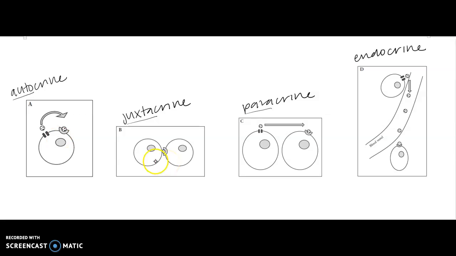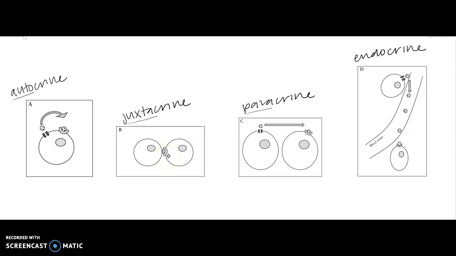Juxtacrine, notice how we have two cells now and they're touching. They're very close and they're touching. Juxta, it has to be touching. The cell on the left is releasing that ligand that's binding with the receptor of the cell on the right, but the cells themselves are already touching through this process.